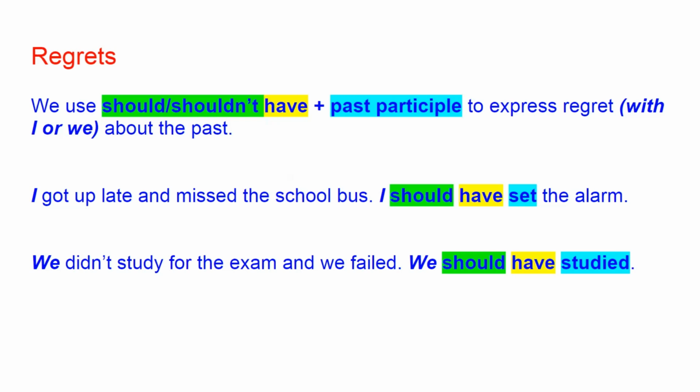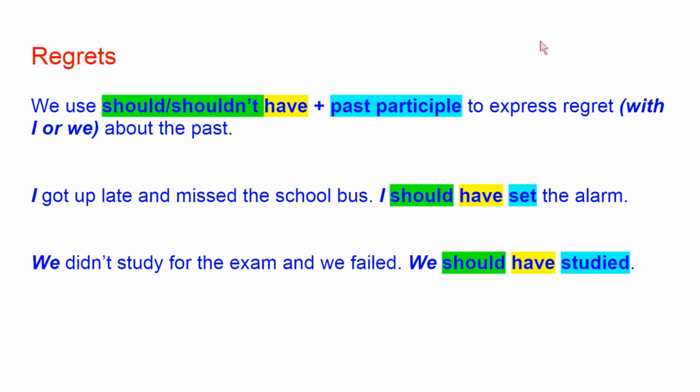Now, how can we use regrets? We use should or shouldn't have plus past participle to express regrets. Ahora, regrets solamente lo vamos a utilizar con I or we, ¿ok? No con otros pronombres, solamente con I or we. Y cuando ustedes vean una oración de este tipo, alright, se trata de un regret cuando veamos I or we. That's it, no more pronouns. So, vamos a ver cómo podemos formar the regrets.